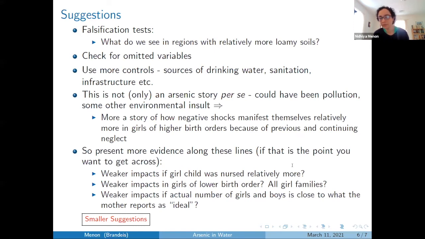I also have a bunch of smaller suggestions which I can get to. I know we're out of time, so I should stop talking. But I think some of the key things that you want to think about is when you put in district fixed effects, since your instrument is at the district level, I'm not clear how all of this is being identified. And so you want to be a little bit careful there. So I'll stop.